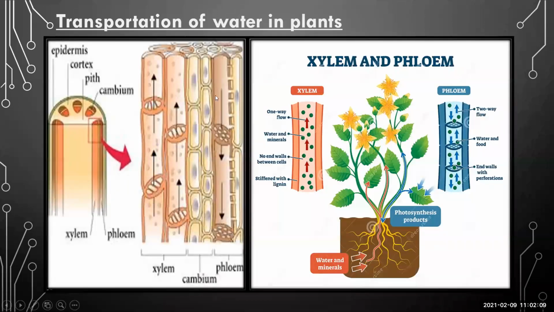Here the function of the xylem and the phloem is also given. Xylem will only conduct the water in the upward direction, but phloem will conduct the food material in both directions, that is, in a two-way flow. The xylem conducts water and minerals, and is stiffened with lignin. Some of these xylem cells are dead cells, but phloem does not have dead cells. They are made up of living cells only.